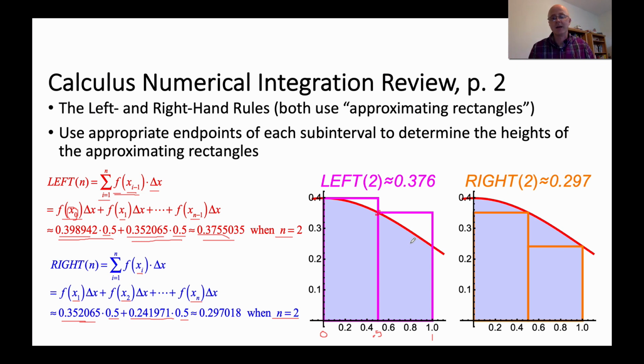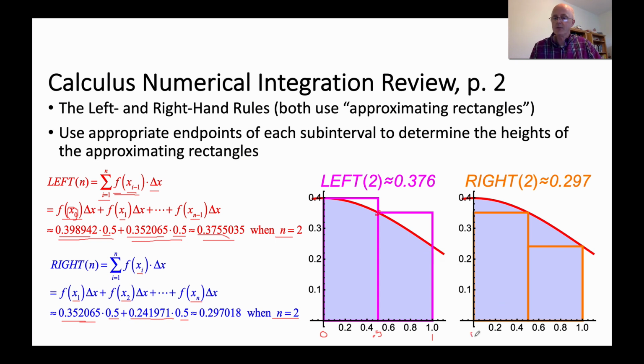And you can see it's too big because the rectangles are above the graph. That's because the graph is decreasing. When your function is always decreasing over the given interval, the left-hand rule will be an overestimate. And that actually applies even if the graph goes below the axis. Okay? The left-hand rule will be too big. On the other hand, the right-hand rule, you can see when the function is decreasing, is too small.